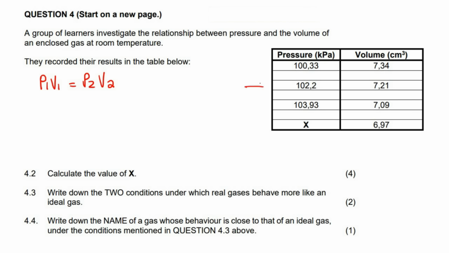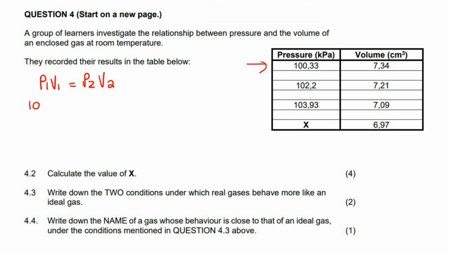You could choose that, this row, or this row. I'm just going to choose the top row. We don't need to change any units. The only time you need to change units is when we use the formula PV equals nRT, which is the ideal gas formula.